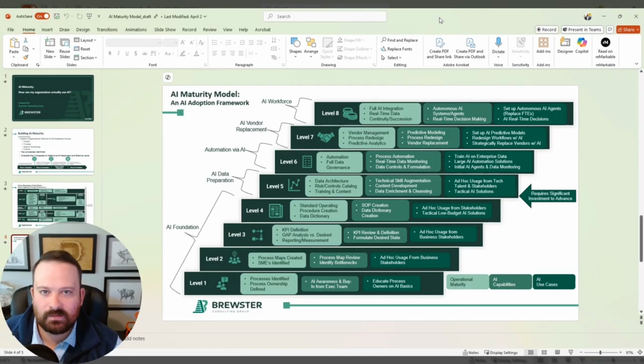I hope this was valuable. Again, this is pretty surface level, right? I'm trying to get you guys familiar with the framework and how it evolves. We'll do more in-depth content.